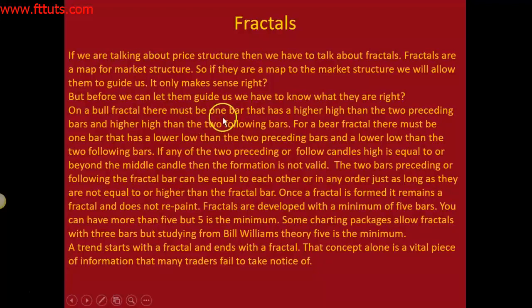Okay, so on a bull fractal, there must be one bar that has a higher high than the two preceding bars and a higher high than the two following bars. So for a bear fractal, there must be one bar that has a lower low than the two preceding bars and a lower low than the two following bars. And I know I'm reading and saying a lot here, but you'll see as we show little examples here.